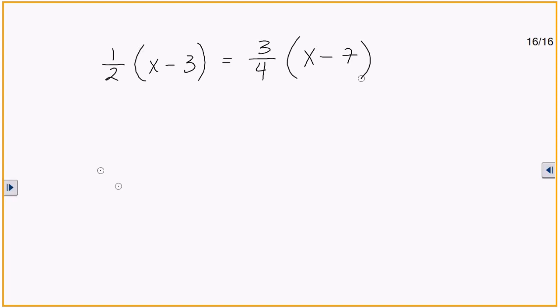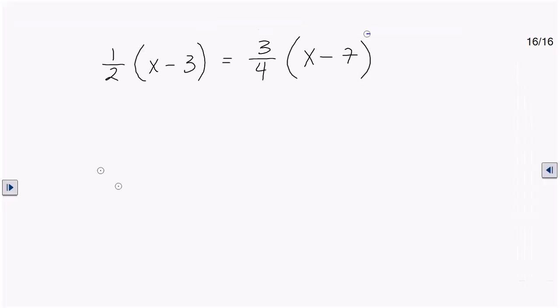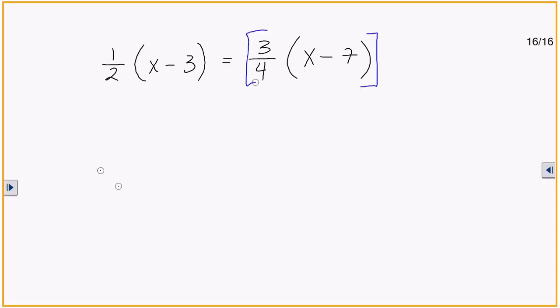Now, you could distribute the 1/2 and 3/4, and instead of having two fractions, you'll have four fractions. And if you'd like to do it that way, knock yourself out. But I'm going to multiply by the common denominator. So I'm going to multiply through on both sides by 4 over 1.